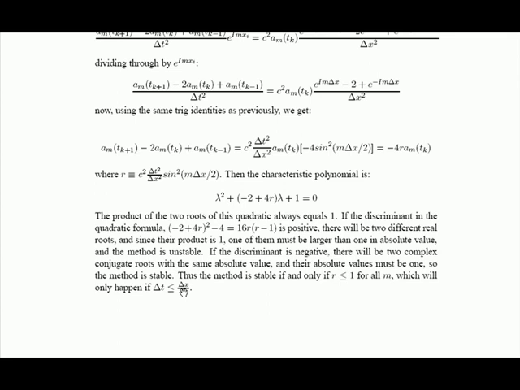So again, it's conditionally stable. The explicit centered finite difference method for the wave equation is stable provided that delta t has to be less than this threshold, delta x over c.